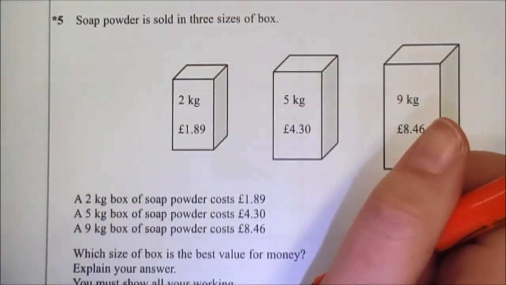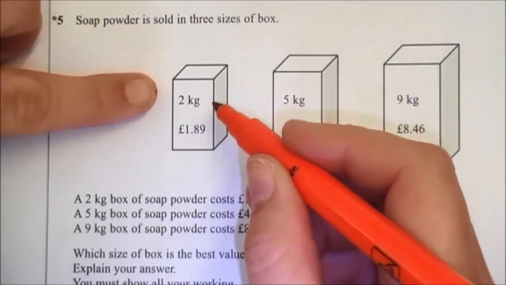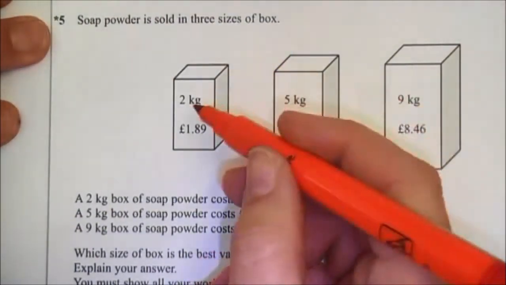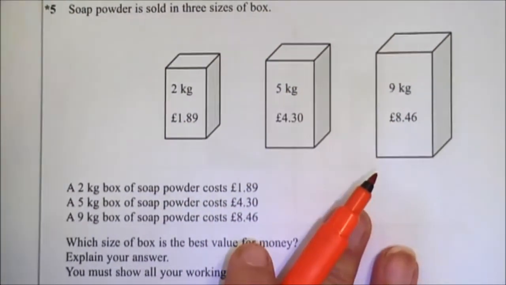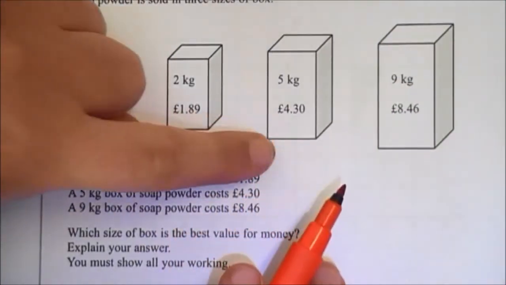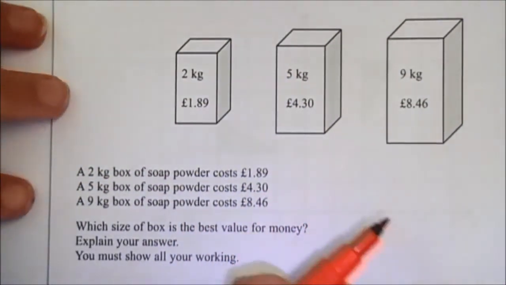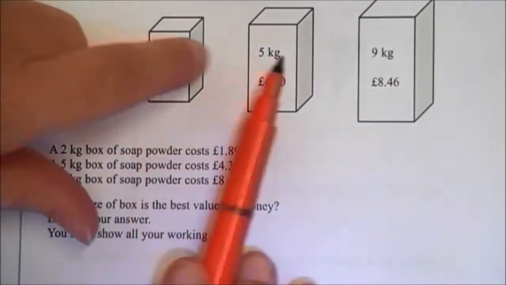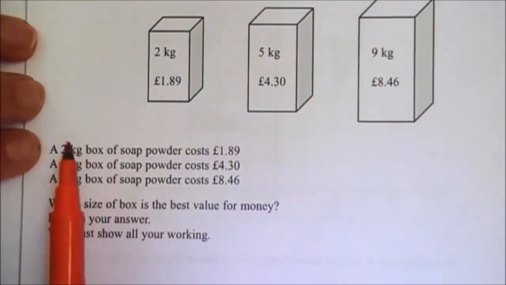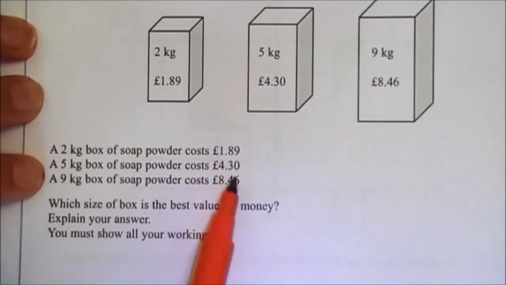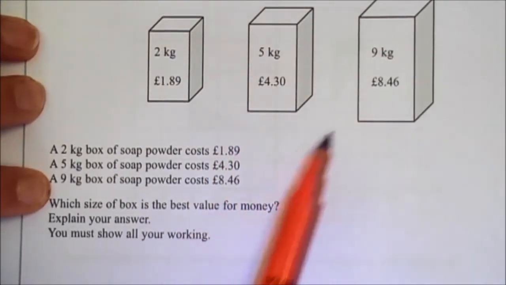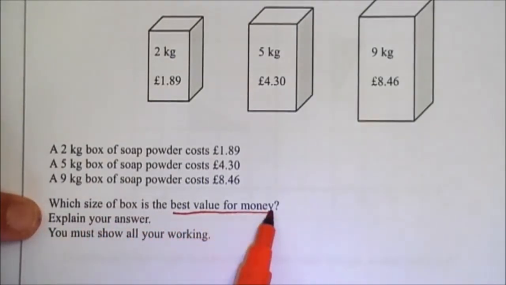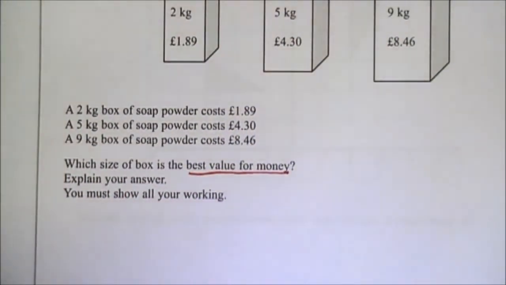Question 5 is another unitary method question, only this time what we're going to be looking at is getting all of these down to find out the cost of 1 kilogram. We can't compare the costs of these purely because they're all for different amounts. So if I get them down to find what 1 kilogram is for each, then that's brilliant. Soap powder is sold in 3 sizes of boxes, a 2 kilogram, a 5 kilogram and a 9 kilogram. The 2 kilogram box costs £1.89, 5 kilograms £4.30, 9 kilograms £8.46. Which size is the best value for money? Explain your answer, show all your working.